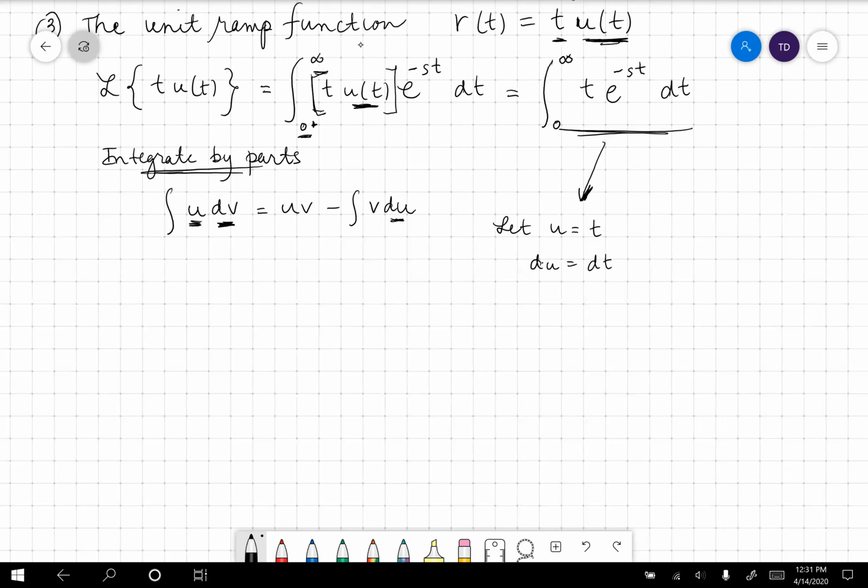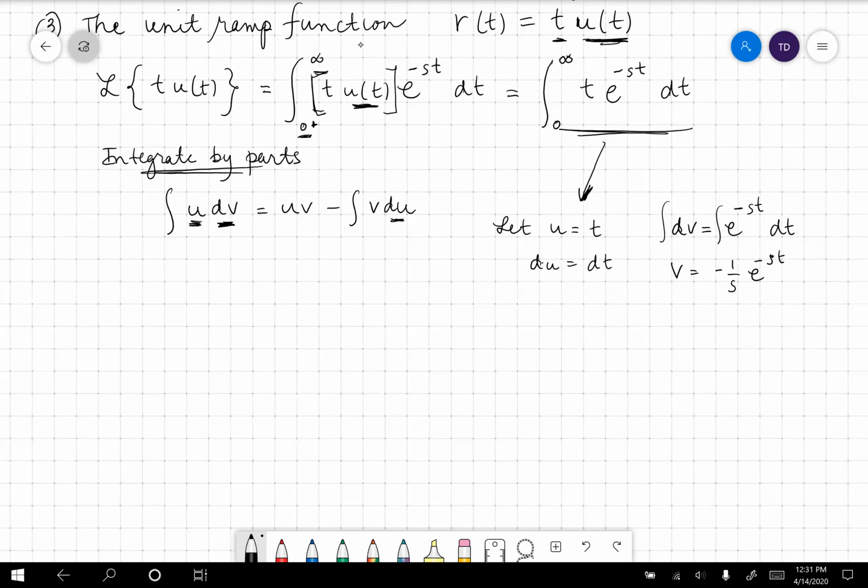Okay, what's left? Everything that's left must be dv. So everything that's left is e to the minus st dt. Now I'm going to integrate both sides. When I integrate dv, I get v, and when I integrate e to the minus st dt, I get minus 1 over s times e to the minus st, and then I'm going to utilize that information to put together into this equation.